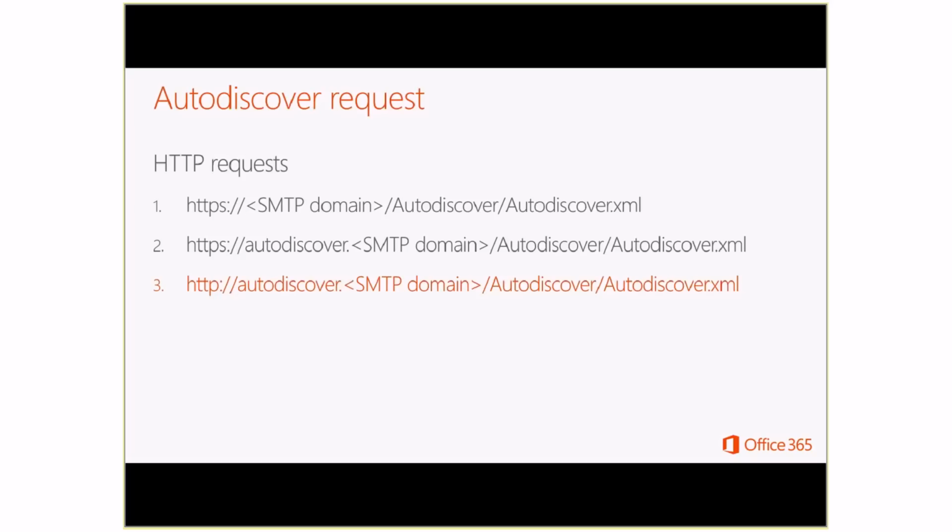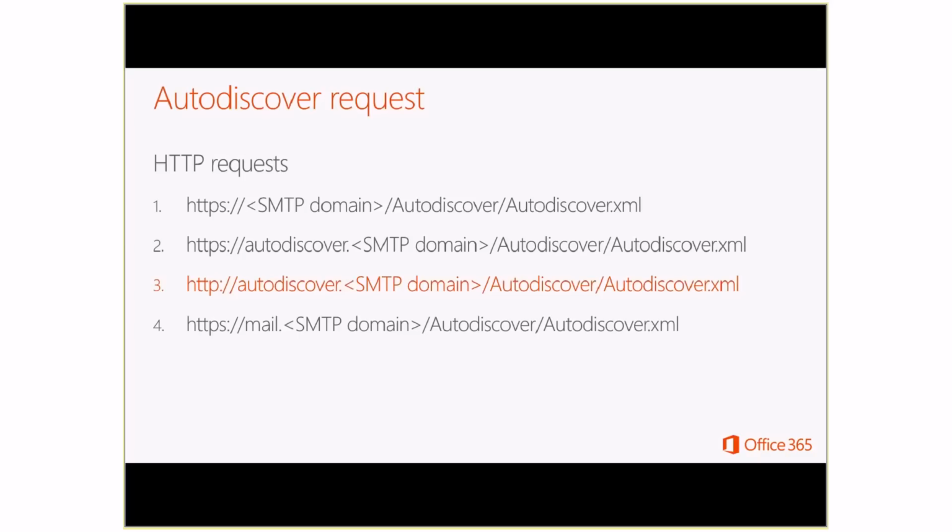And this one is highlighted because this is the method we expect to succeed with an Office 365 mailbox. And then the last method would be HTTPS to whatever host name was returned in that SRV lookup. So in this example, I have mail.smtp domain. And the reason we want to use that third one, the HTTP, is we want the connection to be secure. We want to use SSL because we're passing credentials.